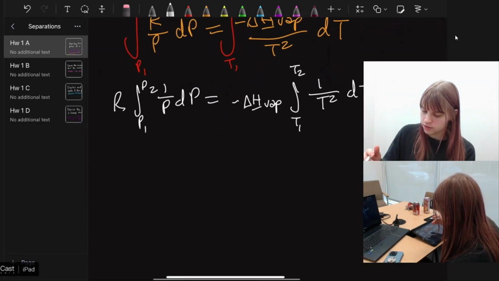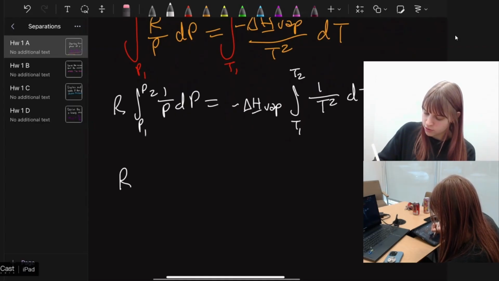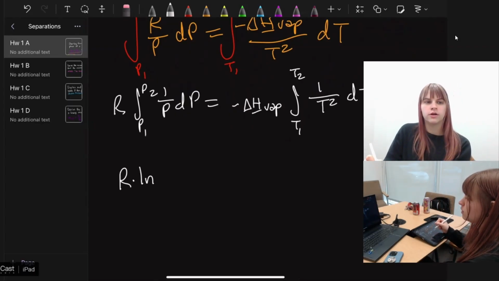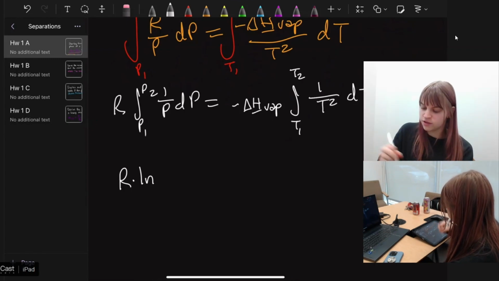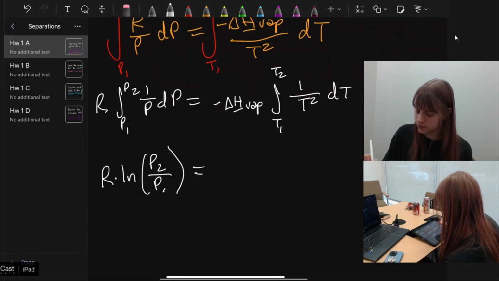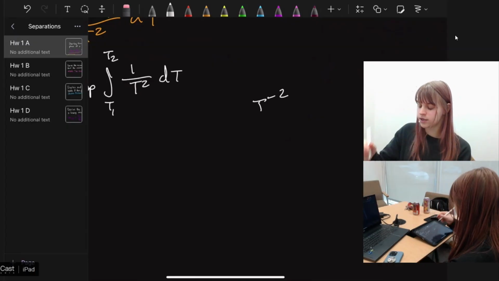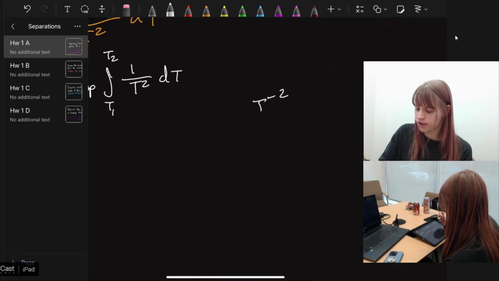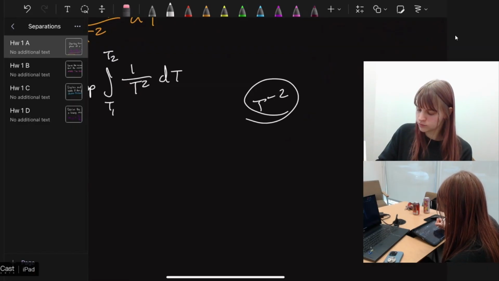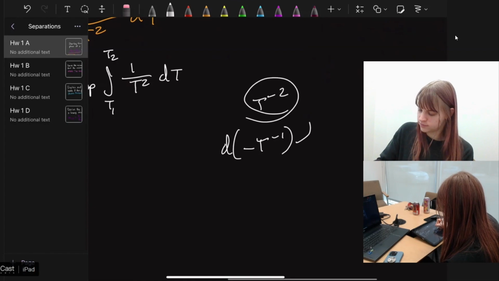So we know that the integral of 1 over P is natural log, so R times the natural log of P2 minus P1, which you can also write as P2 divided by P1 due to log rules. Here we're integrating a 1 over T squared, that's a T to the negative 2 power. If we're taking an integral, we need to make sure that the answer will result in this right here. So if we have a negative T to the negative 1, the derivative of that would give us that right there.